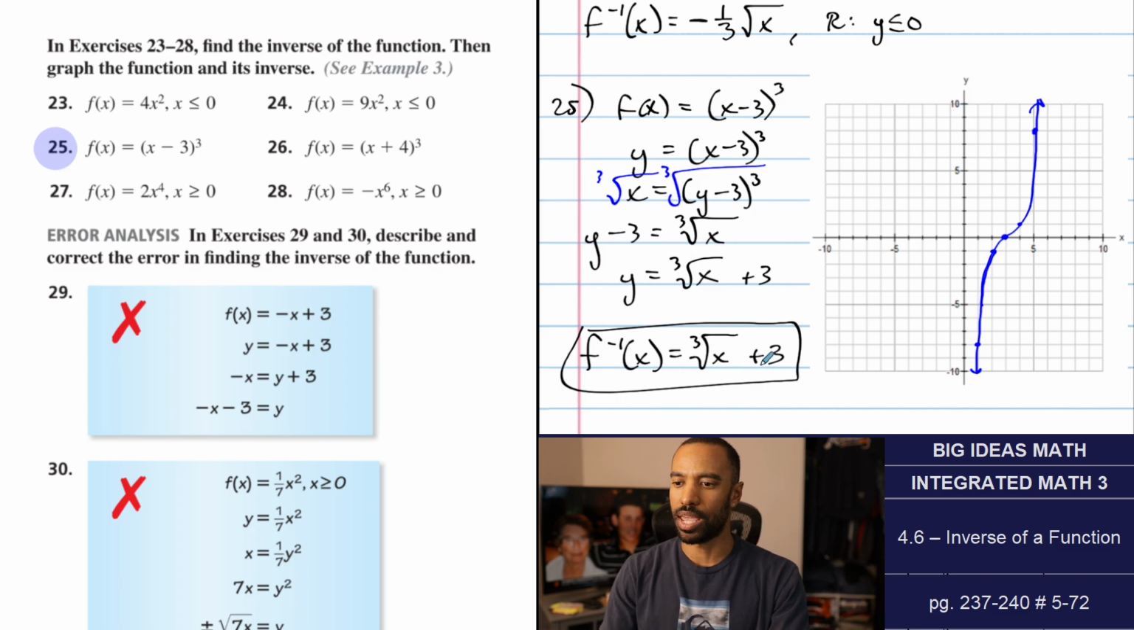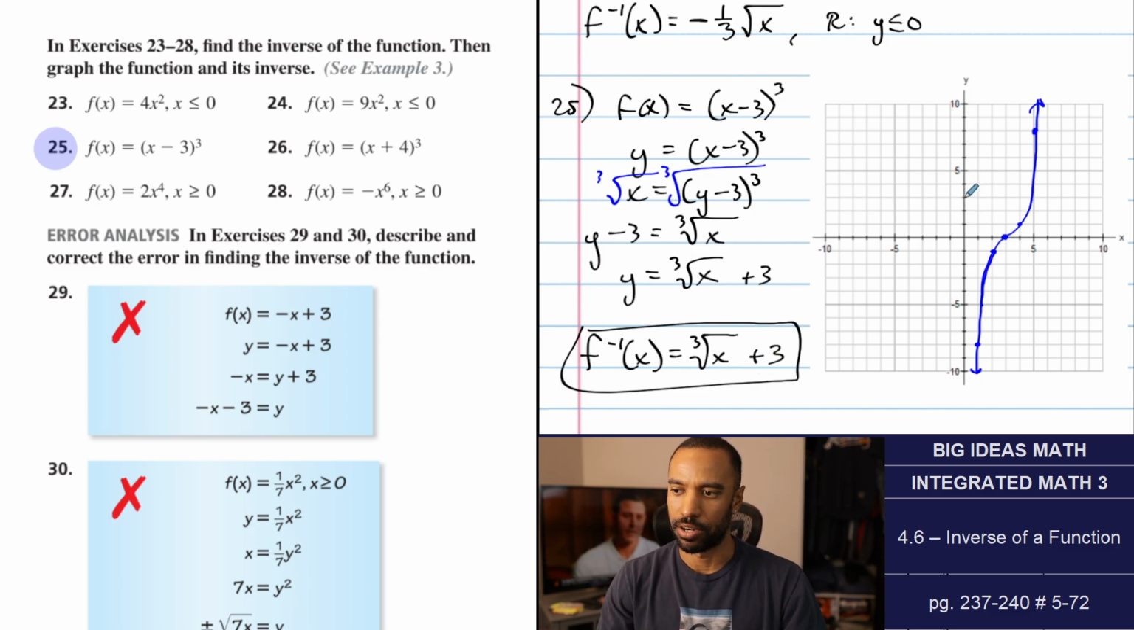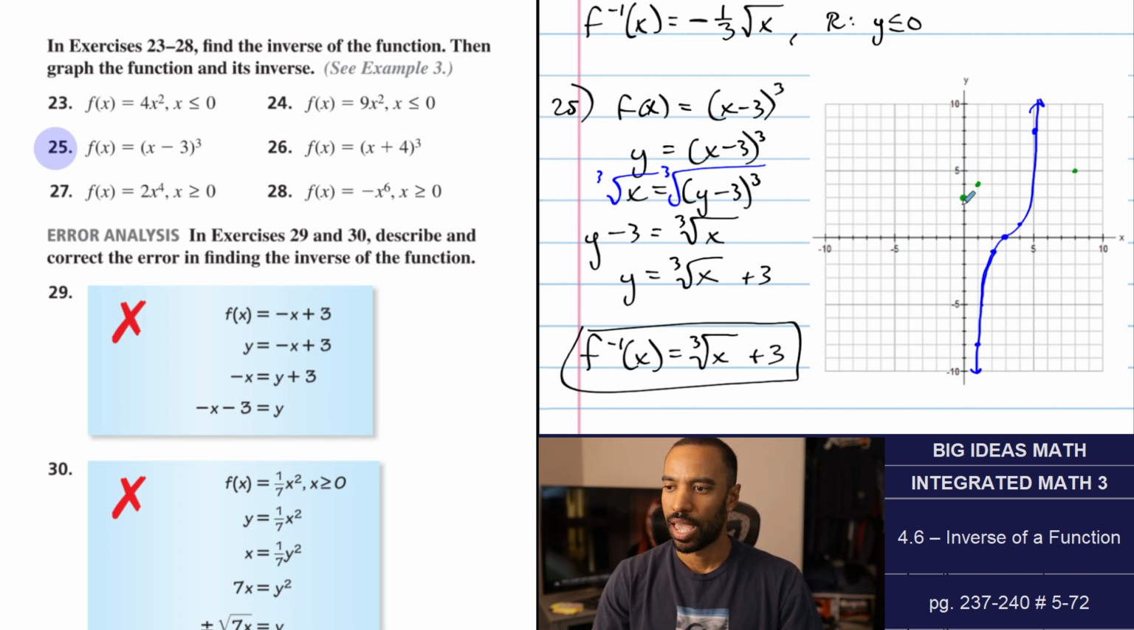Now this other one in green has a +3, basically a y-intercept here. It's a cube root function. So over 1 up 1, over 8 up 2, and left 1 down 1, and left 8 down 2. And this one should be an inverse of that blue guy.